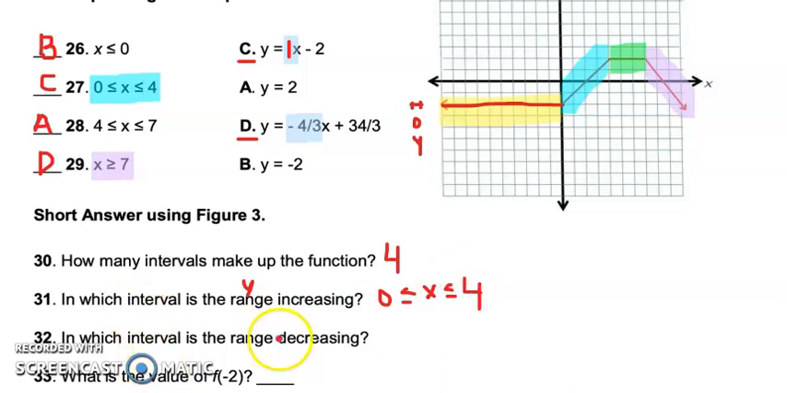Okay, at which interval is the range decreasing? Once again, we talked about this before. That was my purple section. That's where you see your slope going down. My range would be decreasing. So that interval is where all of my x values were greater than or equal to 7.